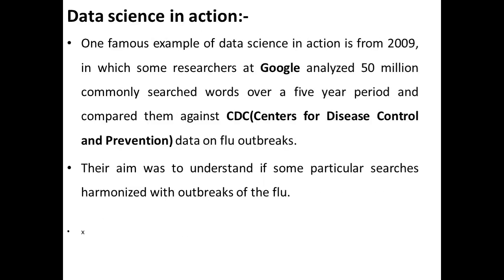One famous example of data science in action is from 2009, in which researchers at Google analyzed 50 million commonly searched words over a 5-year period and compared them against CDC, the Centers for Disease Control and Prevention, data on flu outbreaks. What was the aim of the research? The aim was to understand if some particular searches coincided with the outbreak of flu. So they were checking whether the searches were related to the outbreak of flu.